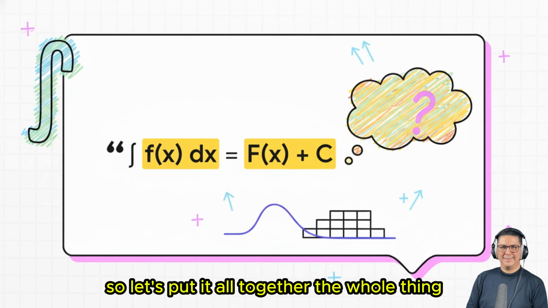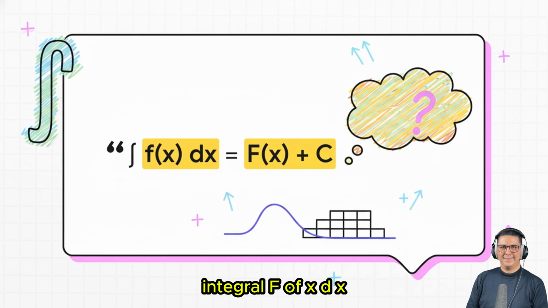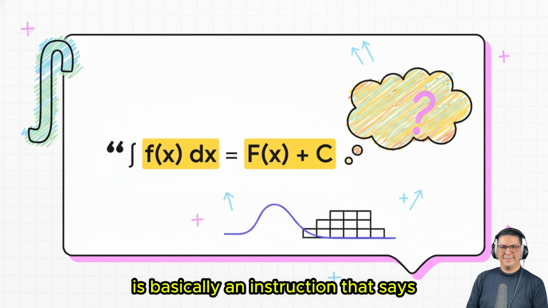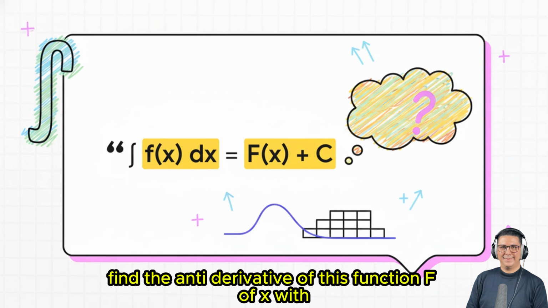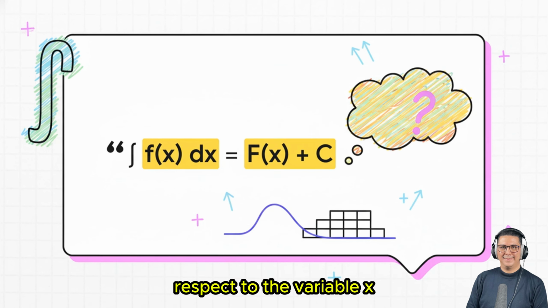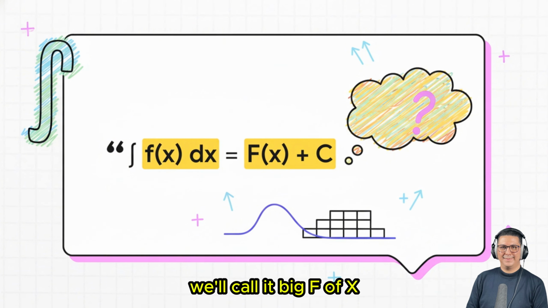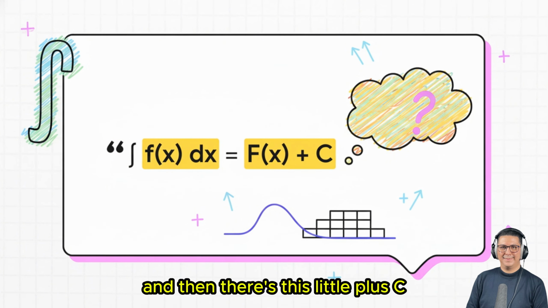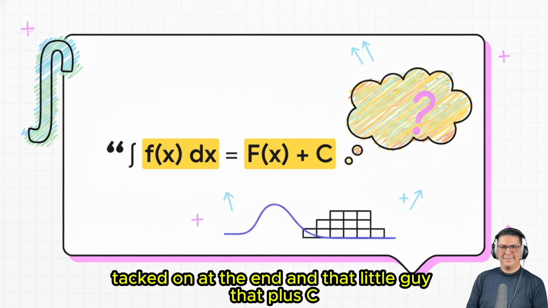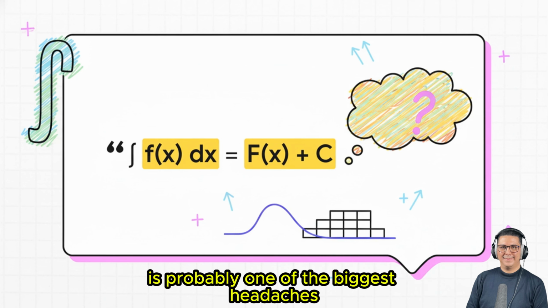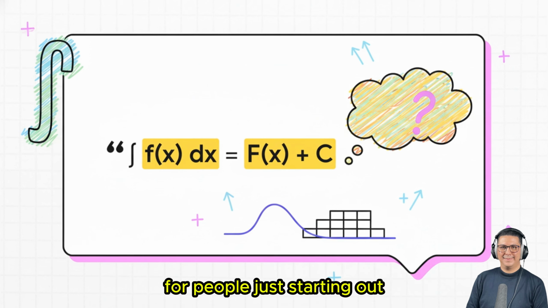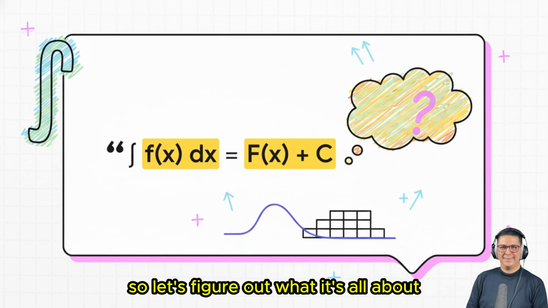So let's put it all together. The whole thing, integral f of x dx, is basically an instruction that says, find the antiderivative of this function, f of x, with respect to the variable x. And the answer is some new function, we'll call it big F of x, and then there's this little plus c tacked on at the end. And that little guy, that plus c, is probably one of the biggest headaches for people just starting out. So let's figure out what it's all about.